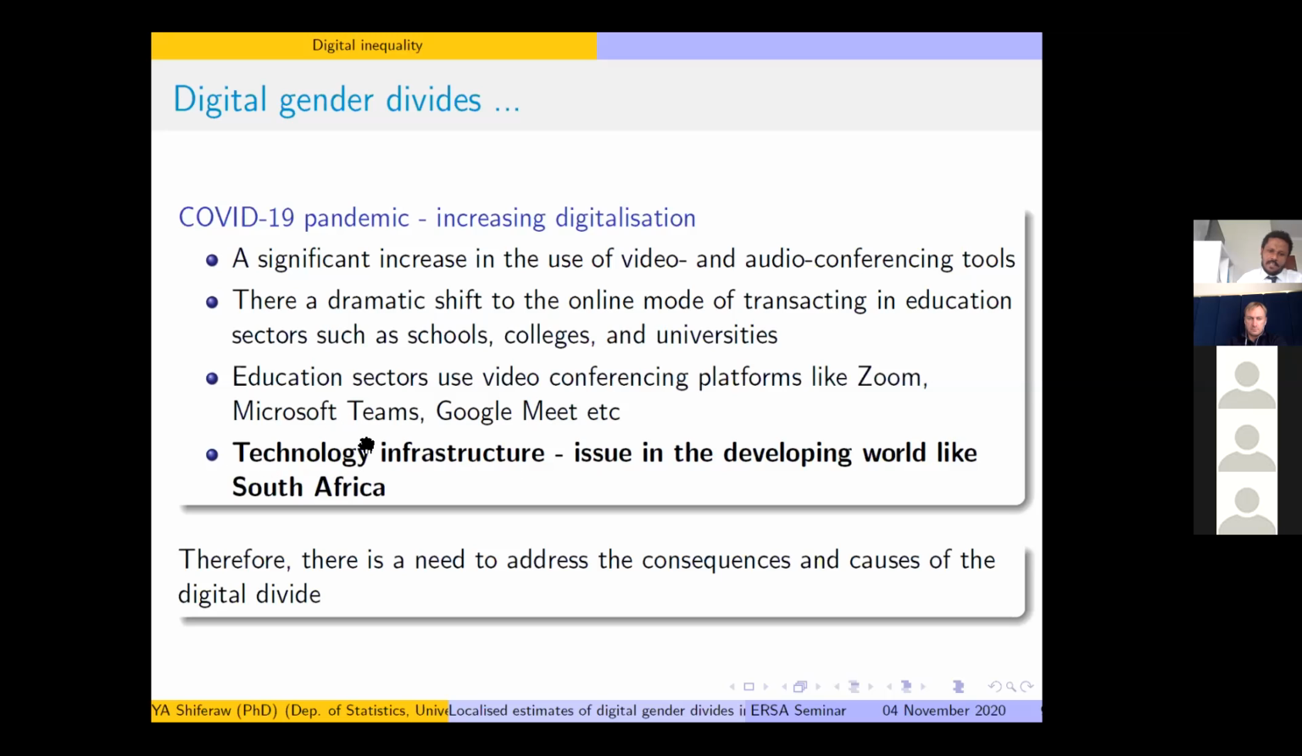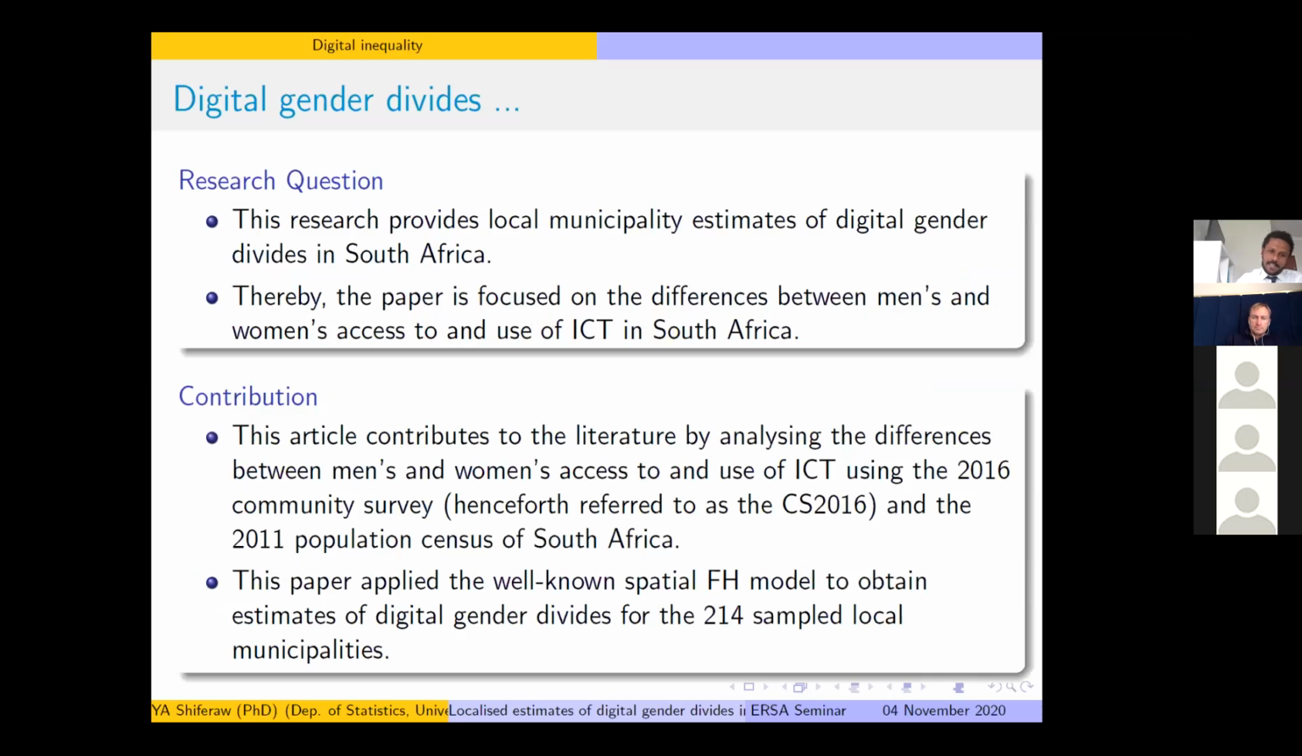Still, the technology infrastructure is an issue, and personally I have observed this, because when I post a test, I usually receive a lot of messages from students that they couldn't access it because of network problems, because of the electricity issue. So the infrastructure is still a problem in the developing world like South Africa. So there is a need to address the causes and consequences of the digital divide, in fact. And what is the research question here? This research provides local municipality estimates of digital gender divides in South Africa.